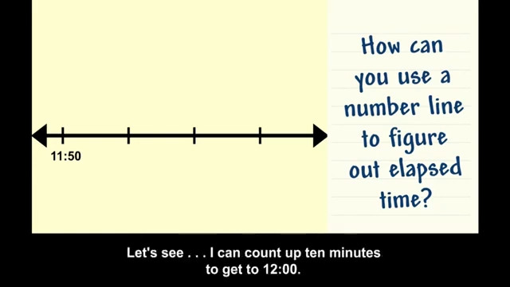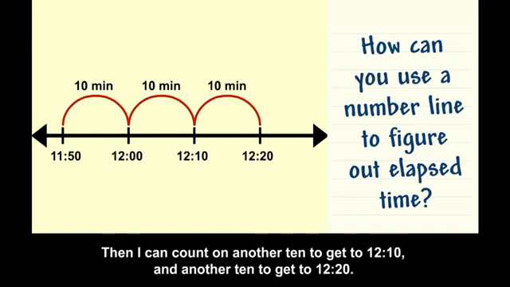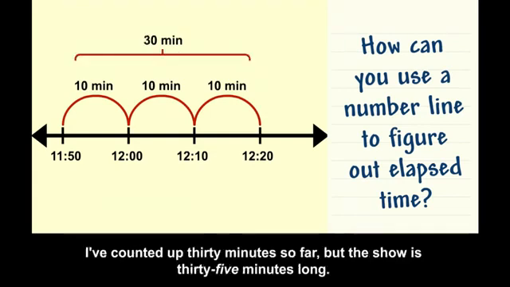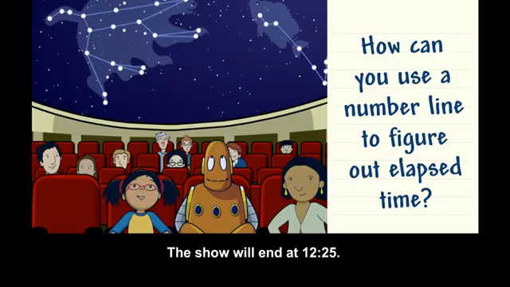Let's see. I can count up 10 minutes to get to 12 o'clock. Then I can count on another 10 to get to 12:10 and another 10 to get to 12:20. I've counted up 30 minutes so far, but the show is 35 minutes long. So I need to count up another 5 minutes to get to 12:25. The show will end at 12:25.